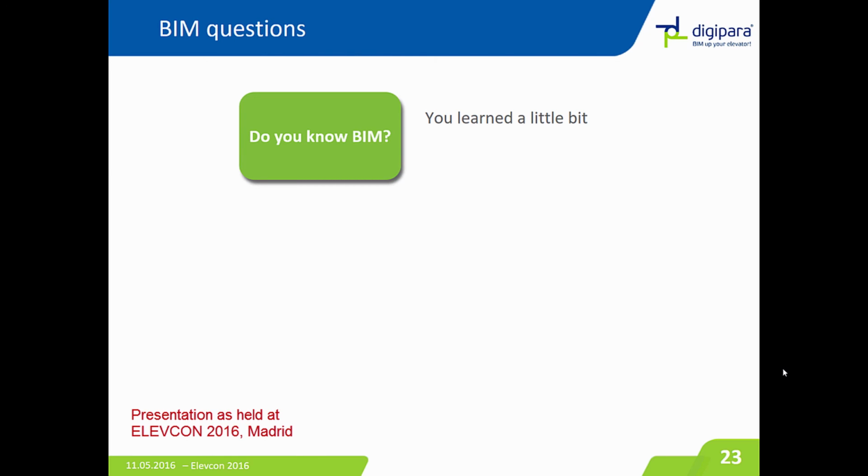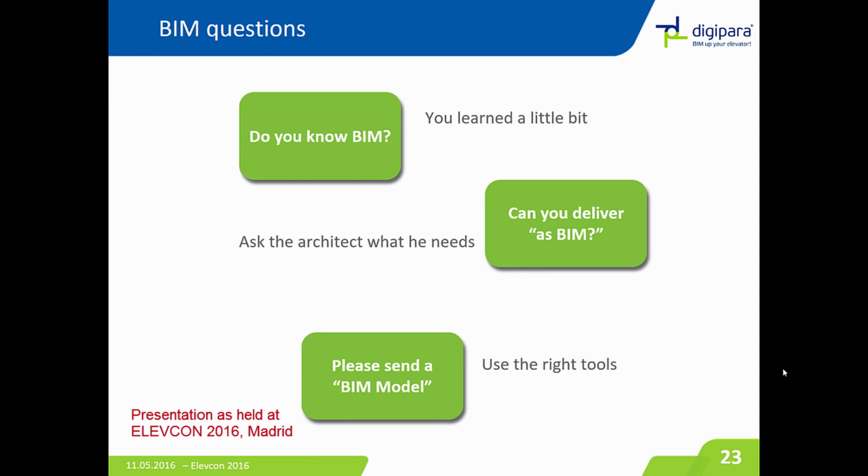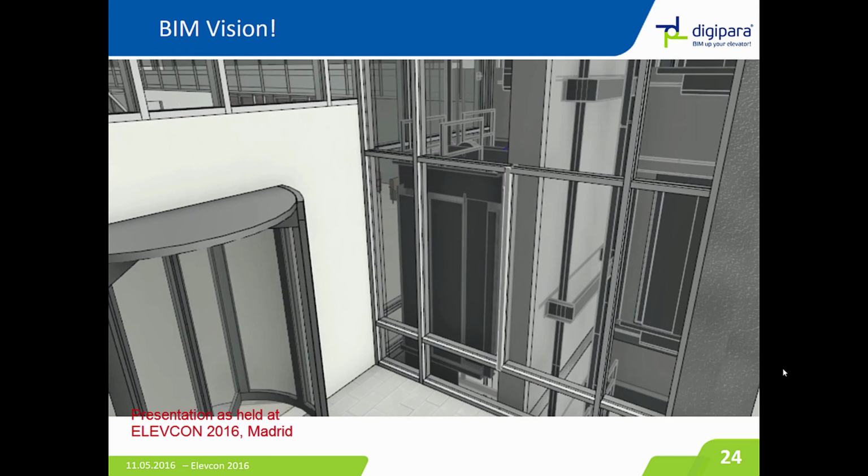So, about the BIM question, do you know BIM? What I asked initially, probably you have learned a little bit today. Can you deliver as BIM? Please ask the architect what he needs. That's the important point. And the other question is, please send a BIM model. Yes, you can. Use the right tools and you are able to send a BIM model.